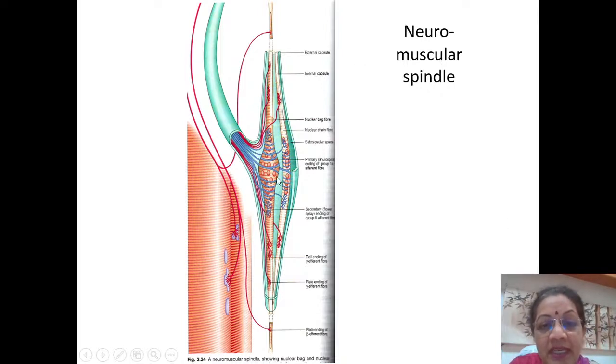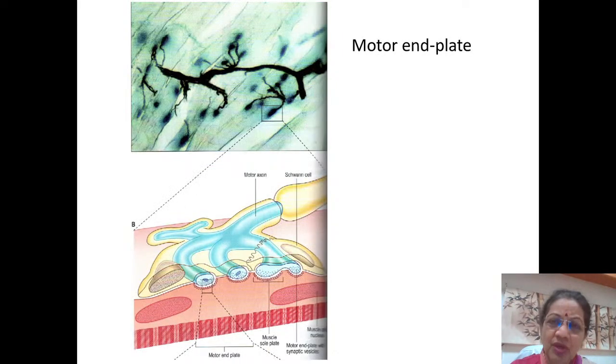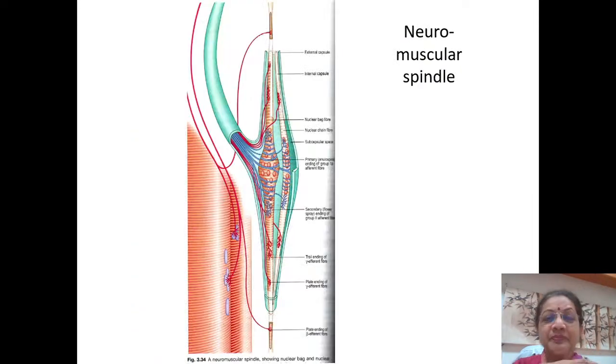One is this expanded spindle shaped part of the muscle fiber. This bit has been labeled as a nuclear chain fiber, and this as a nuclear bag fiber. I'm not going into the details of this. I'm not even sure how much of this you need to know. We usually make this a PG question. But in your book, however deep it has gone, please look at it.